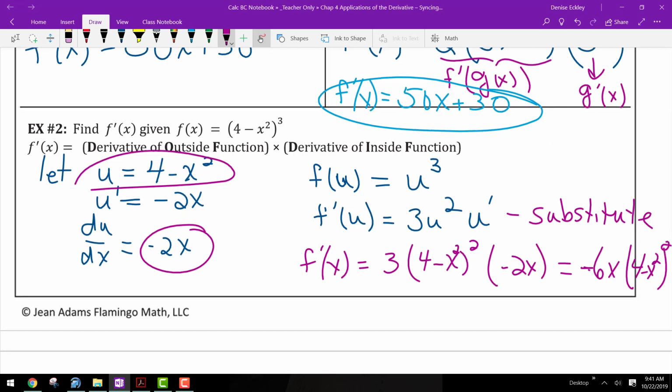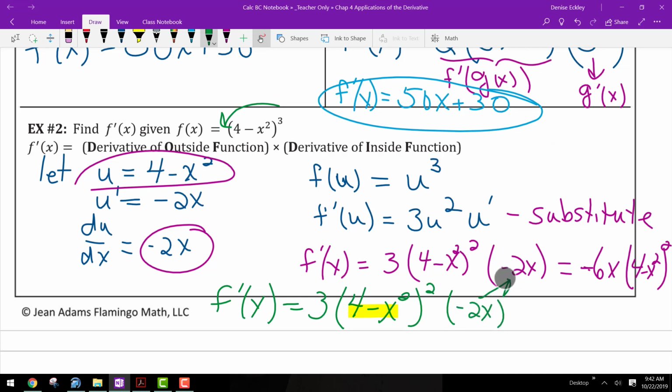Okay, which would be the same if we just did the derivative of the outside times the inside. So if I were to do that, I would bring the power down. So f prime of x would be 3 times 4 minus x squared, lower the power by 1, squared, and then take the derivative of the inside. So then that would be negative 2x.